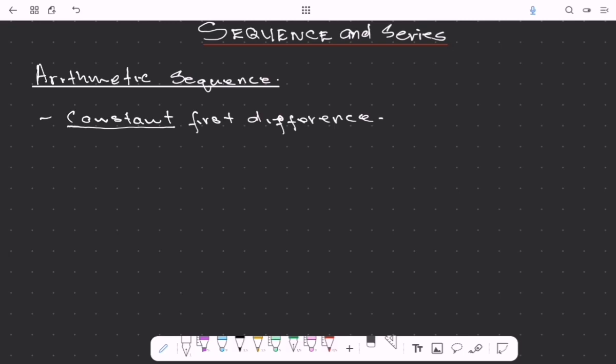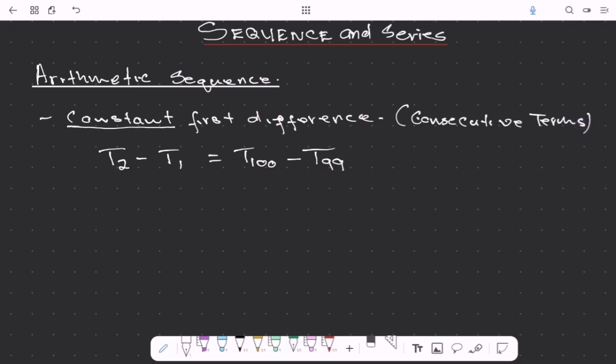What is it suggesting? This suggests that since we said it's constant or common, the first difference of the sequence, if I take the difference between T2 and T1, I should get the same value as when I take the difference between T100 and T99, right? Because this is the constant first difference between the consecutive terms.